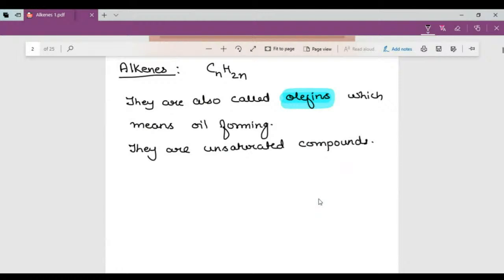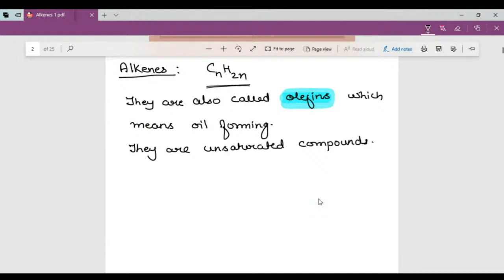But first of all, what is the general formula of alkenes? If I compare with their saturated corresponding molecules having the same number of carbons, that is alkanes, then with respect to them, alkenes will have two hydrogens less. Their general formula is CnH2n.